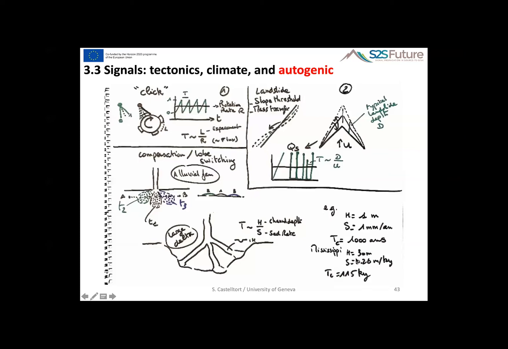And for the Mississippi, as we already discussed, with a channel depth of 30 meters and a subsidence rate of 0.26, as a proxy for sedimentation rate in this case, we have a TC, the time scale of compensation, of 115 years.